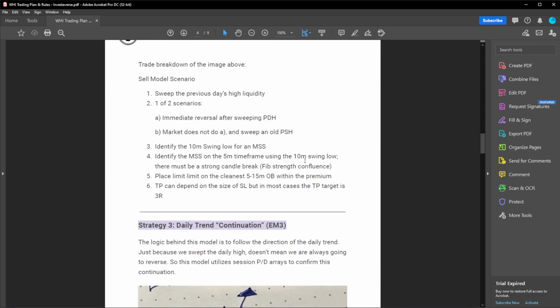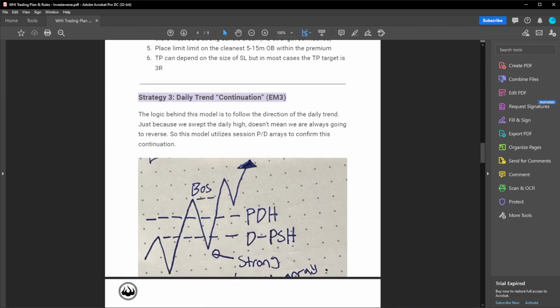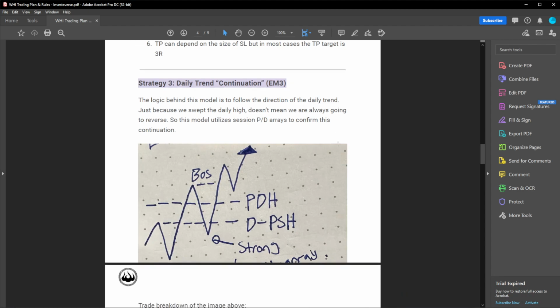to the original topic, let's continue on to the EM3 model, also known as a daily trend continuation. This model doesn't occur too often, but it is a very high probability scenario, so definitely something worth checking out. The logic behind this model is to follow the direction of the daily trend. Just because we swept the daily high doesn't mean we are always going to reverse. So this model utilizes session PD arrays to confirm this continuation, similar to what we do with the EM1 V2 variant.